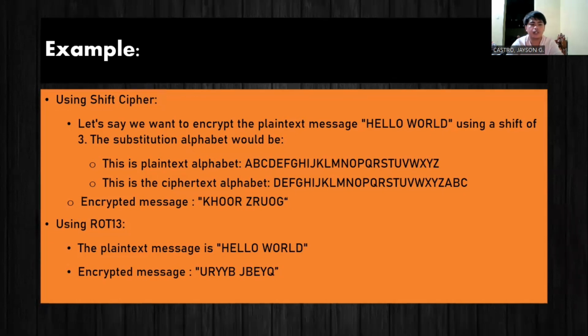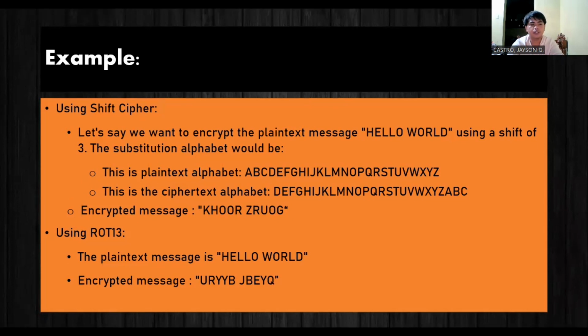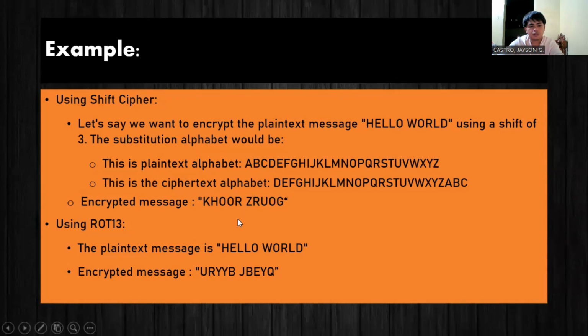And the second is using ROT13. The plain text message is hello and the encrypted message is URYYB. In this ROT13, the formula here is down 13. For example, the first letter of the message is H. So you can count from A to H here. So 2, 4, 6, 8.